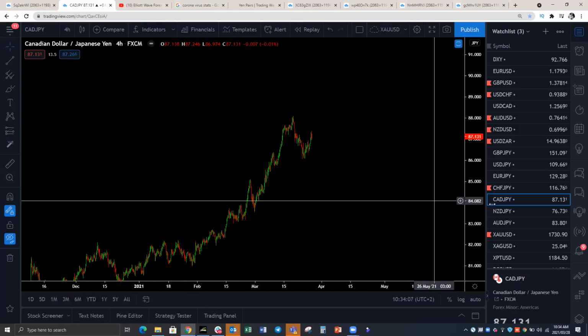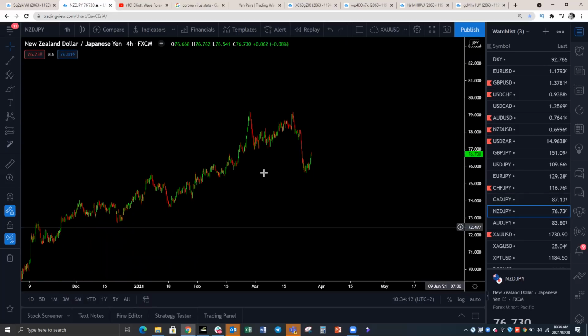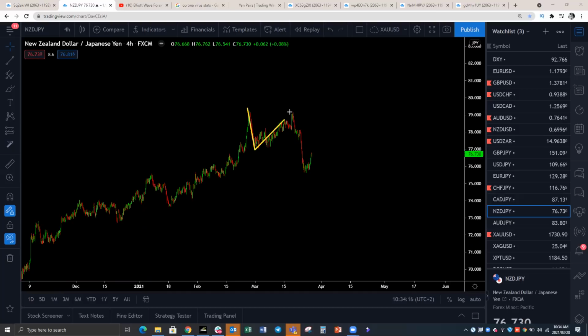That is CAD yen. New Zealand yen. We actually invalidated this structure on New Zealand yen, but it still has the right look. So we'll look at this one to give us this pullback here. Last week, because it had invalidated this structure, we were actually disqualifying it, but it actually has the right look now. So we are going to look at this structure as an expanding flat like this. That is what we're looking at, and now we'll be looking for any entries for upside.